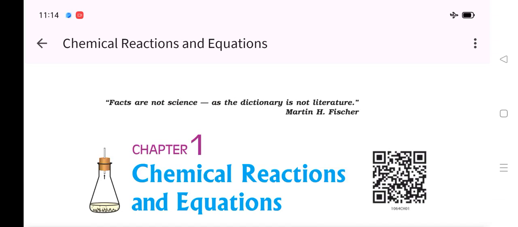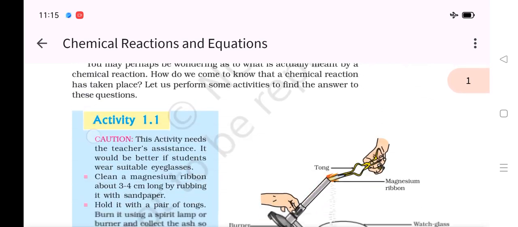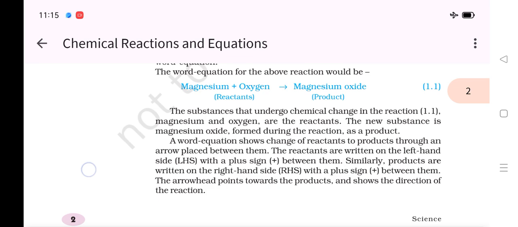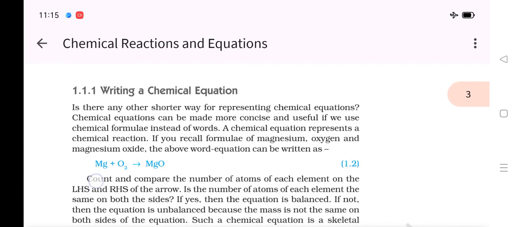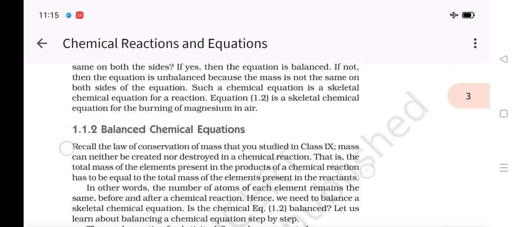Today we will start the second video. So, chapter 1, chemical reactions and equations. We read yesterday up to magnesium. So today we will start the balanced chemical equation.